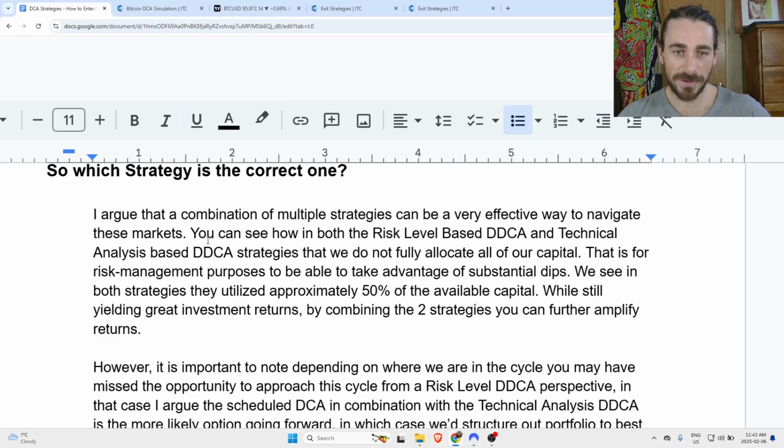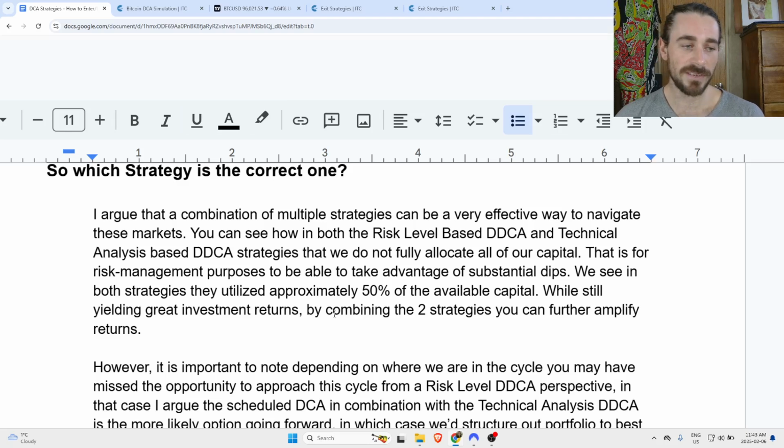But I want to show you how in both the risk level based dynamic DCA and the technical analysis based dynamic DCA, we were only able to allocate half of our capital. So I'm looking at a combination of the two strategies, which is actually, I do a combination of the three strategies. I'm a pretty big Bitcoin bull, so I like to DCA on a scheduled basis every couple weeks. And then I also like to DCA based on risk levels. And furthermore, I DCA based on technical factors. So I really use the three strategies in combination.